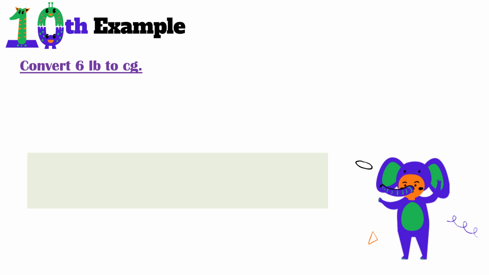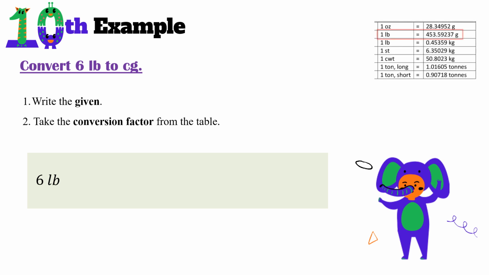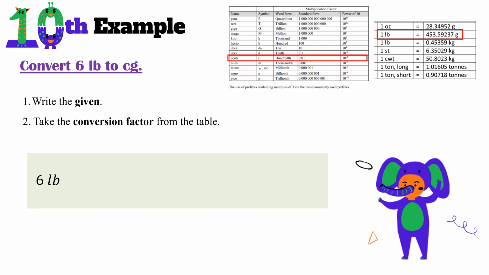So for the 10th example, you have to convert 6 pounds to centigrams. Again, first write the given, that's 6 pounds, and then take the conversion factor from the table. So here you are going to convert from pound to gram, and then gram to centigram. So 1 pound is equivalent to 453.59 grams, and 1 centigram is equivalent to 10 raised to negative 2 grams.